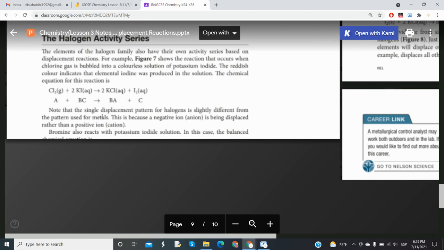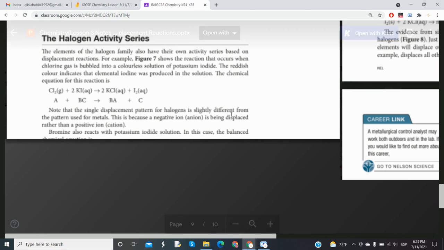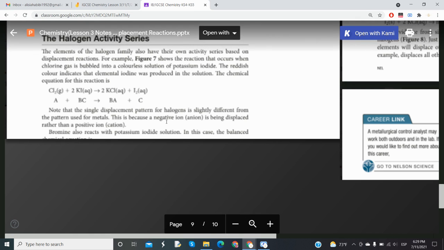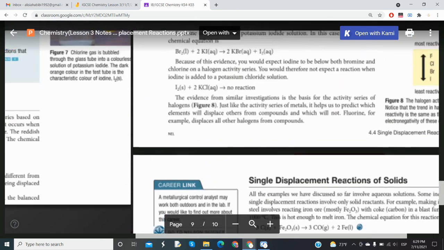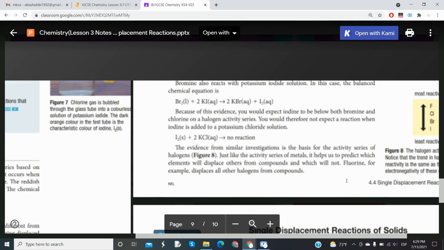It says, note that the single displacement pattern for halogens is slightly different from the patterns of metal. This is because a negative anion is being displaced rather than the positive one, as we've seen with metals. So now we're going to scroll to the last part here, and it basically shows us the reaction.